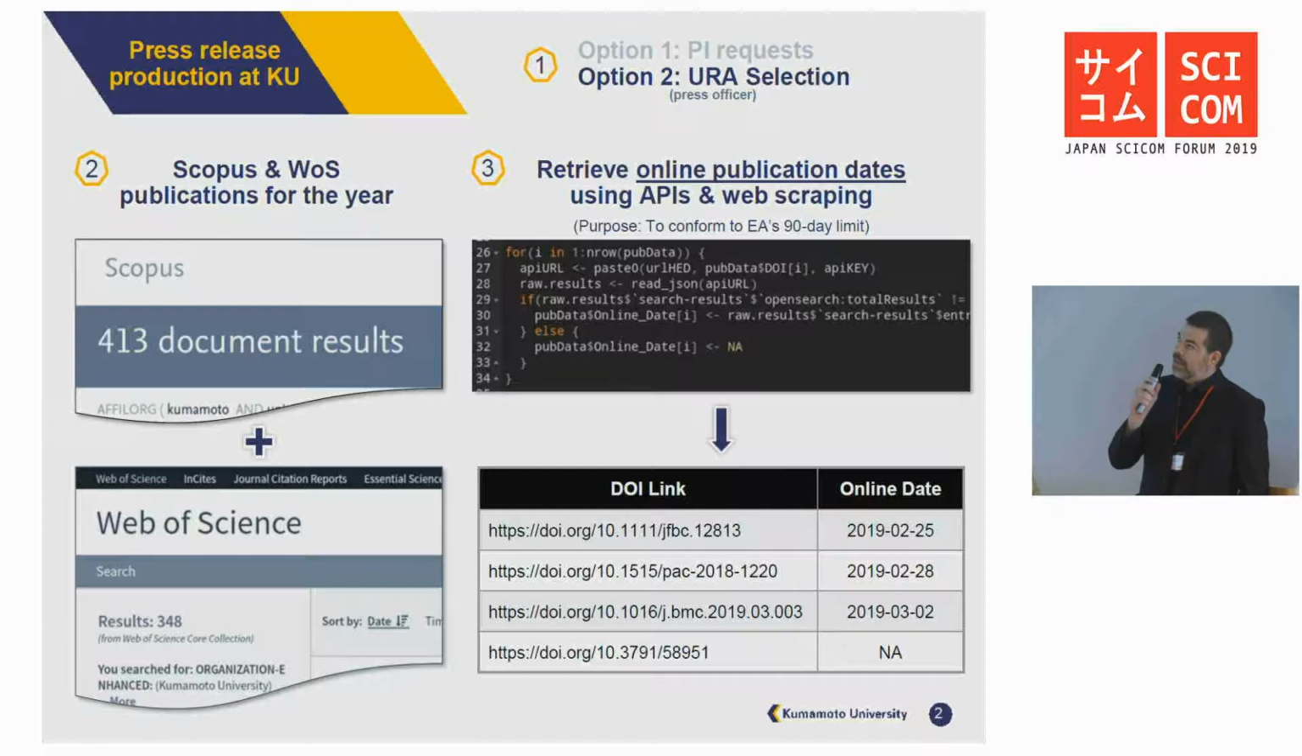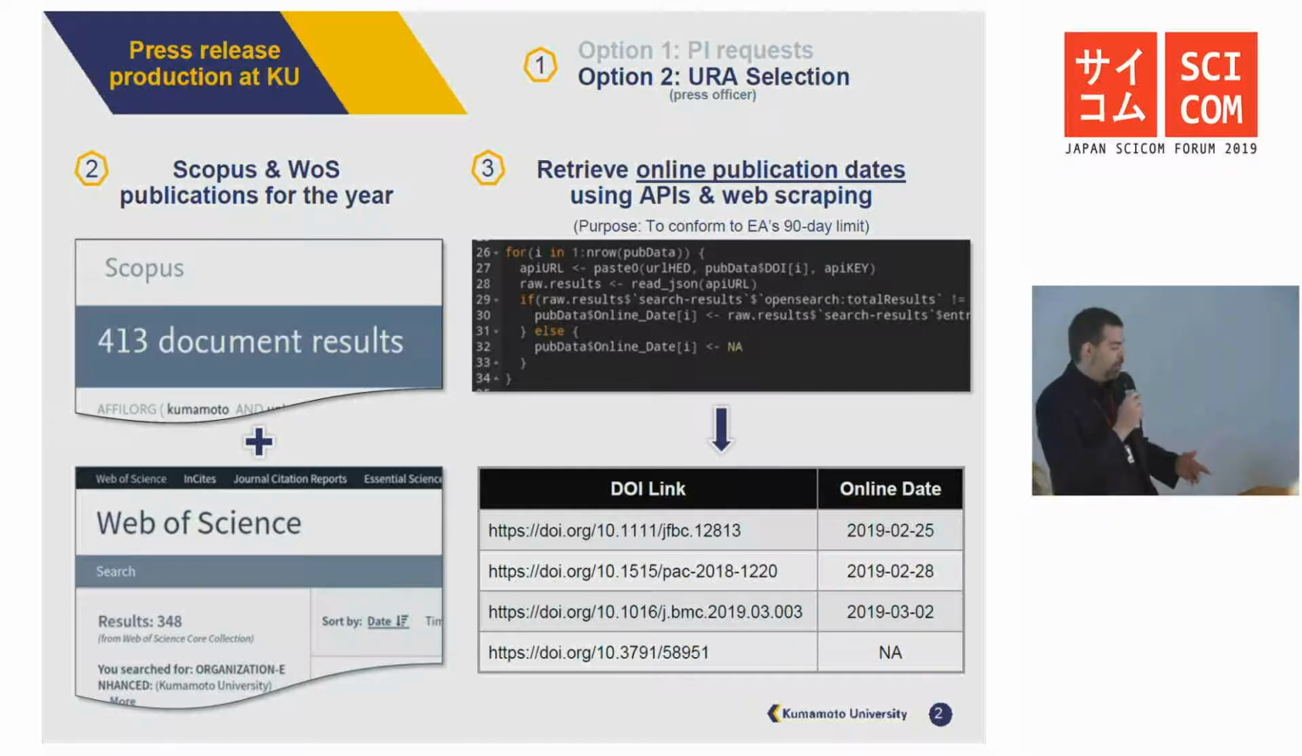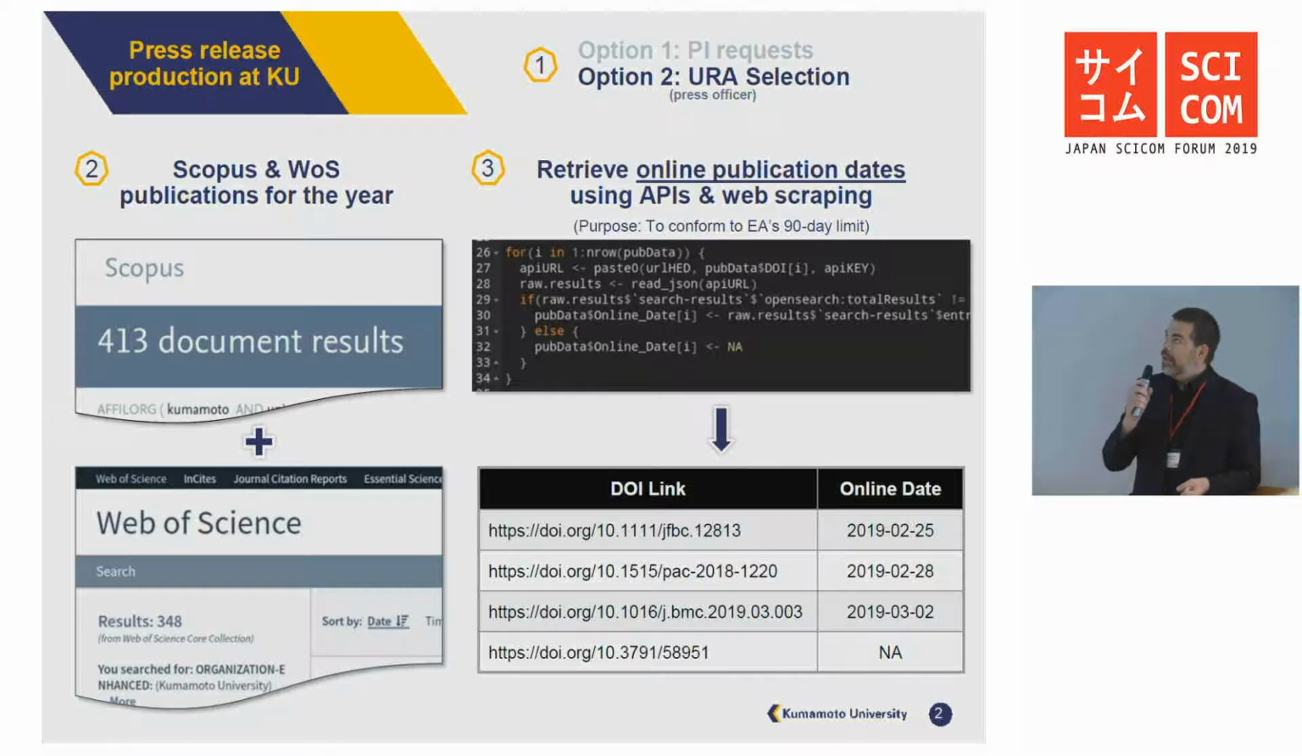First, I download the publication lists from Scopus and Web of Science. And then I've developed a program that takes the DOI of each paper and uses the Scopus and Web of Science APIs to get the online publication dates. And for dates that we can't get from the API, I do some web scraping to try to get everything else.